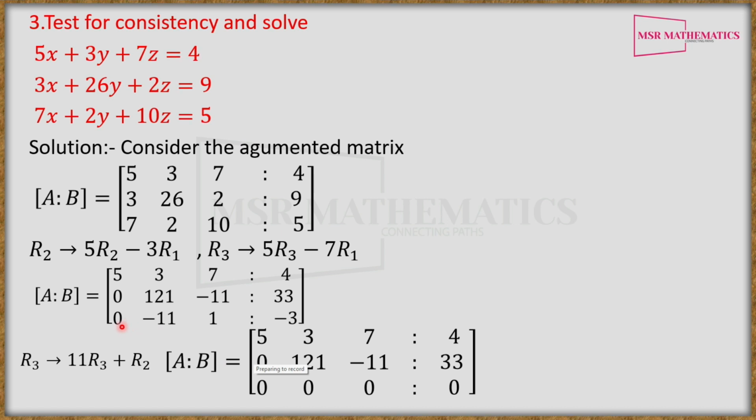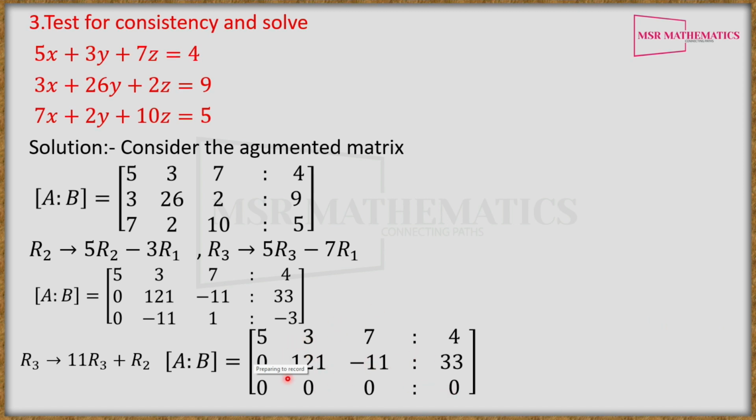Here this is 0 minus 0 is 0. Here minus 11 into 11 is minus 121 plus 121, we get a value of 0. Here we have 1. 1 into 11 is 11. 11 minus 11 is 0. Here we have minus 3. Minus 3 into 11 is minus 33 plus 33, we get a value of 0. So we reduce this to an echelon form matrix.